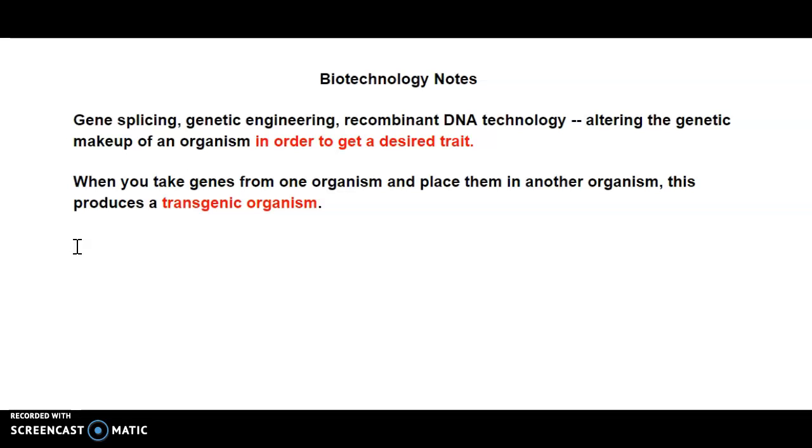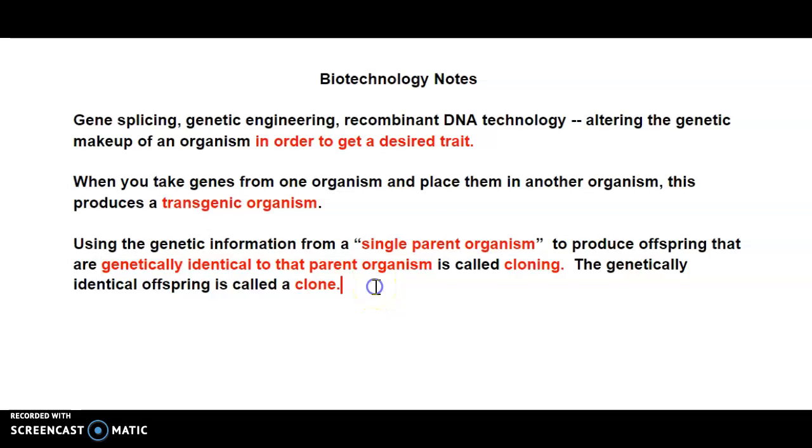The offspring would be genetically identical, not to the surrogate mother that gave birth to it, but genetically identical to the clone or to the original organism that donated that nucleus. Okay? And that's called cloning, and it's a way to make organisms that are genetically identical to another organism. So when you use the genetic information from a single parent organism to produce offspring that are genetically identical to that parent organism, it's called cloning. And the genetically identical offspring is called a clone. They're genetically identical to the one that donated that nucleus.